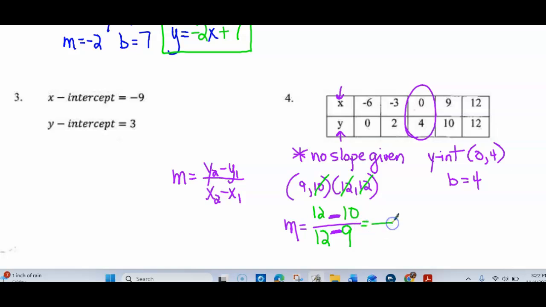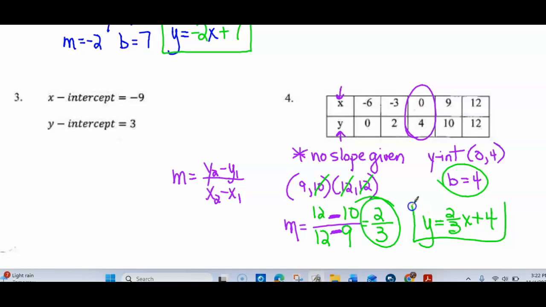Then you do your math, and you get 2 over 3. And that's your slope. So once you have a slope, once you have a y-intercept, you're going to put it in slope-intercept form. Y equals 2/3 x plus 4. Now these first 2 examples, I either gave you the slope and I gave you the y-intercept, or you had to find the slope and I gave you the y-intercept.